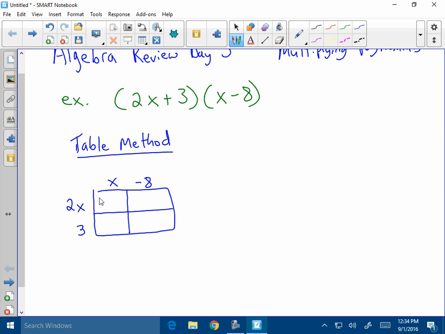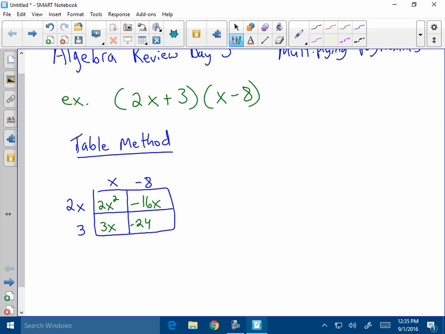And then I'm going to go through and in the boxes, write the product of what I get when I multiply. So here I'm going to multiply 2x times x, which is going to give me 2x squared. And then I'm going to do 2x times negative 8, which is negative 16x. And then I'm going to do 3 times the x down here and get 3x. And then 3 times negative 8, which is negative 24.